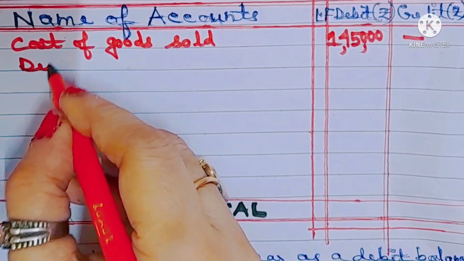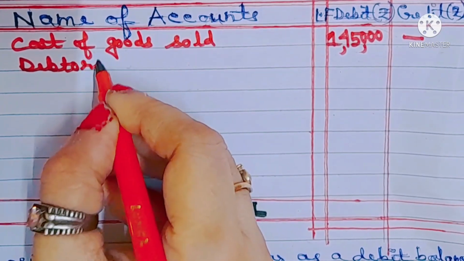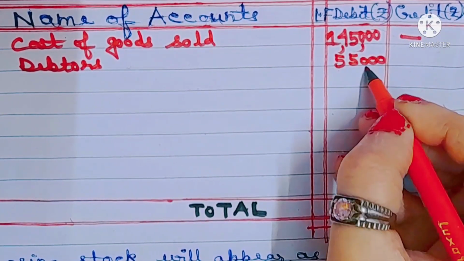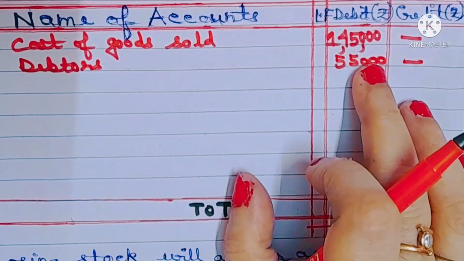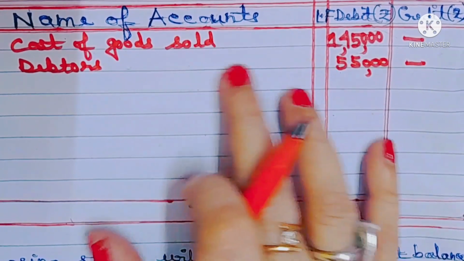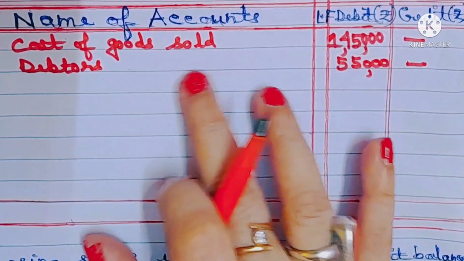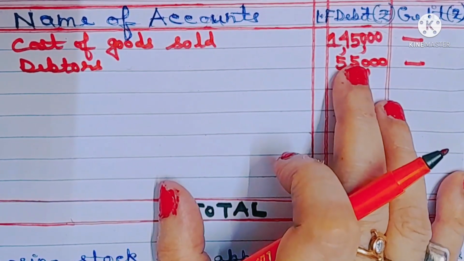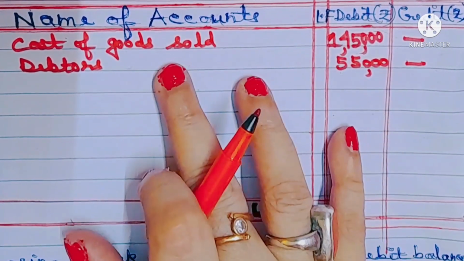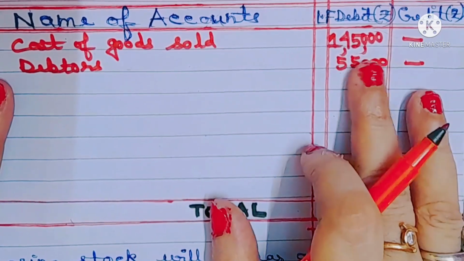Debtors 55,000. Why debtors has a debit balance? Because debtors falls under personal account. According to personal account, the receiver of the benefit is debit. Here, debtor is the receiver of the benefit. So debtors will be debited. Let's see the next account.